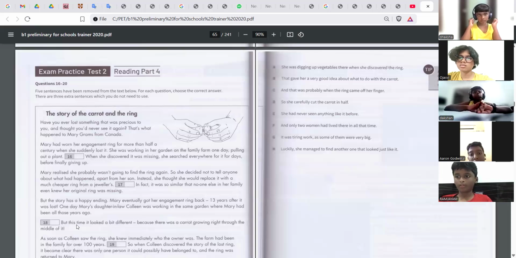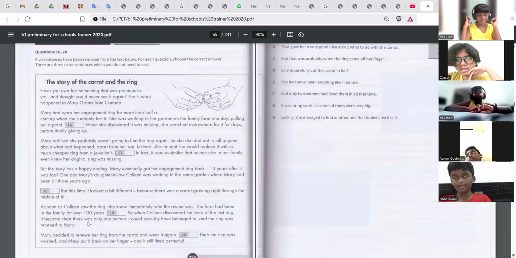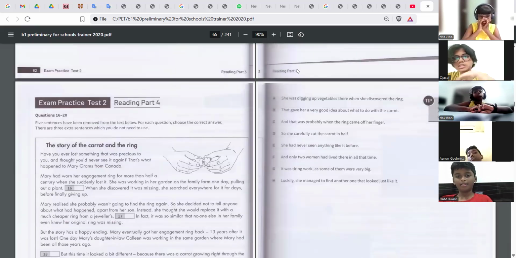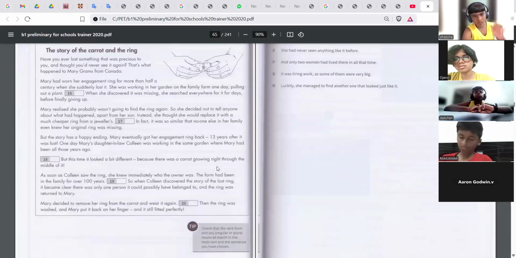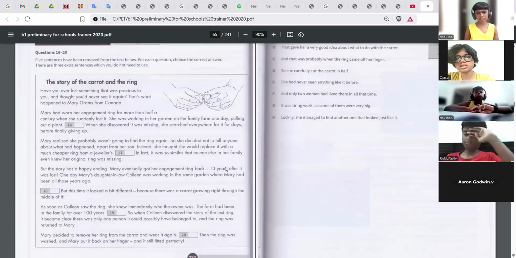But this time it looked a bit different. Which looked a bit different, Vajeshvi? So the ring. Keep reading now. Yes, sir. She was digging up vegetables. She means her daughter-in-law when she discovered the ring. Because there was a carrot growing right through the middle of it. Super, keep going. As soon as Colleen saw the ring, she knew immediately who the owner was. The farm had been in the family for over 100 years.